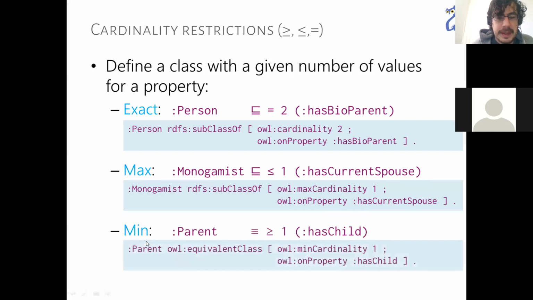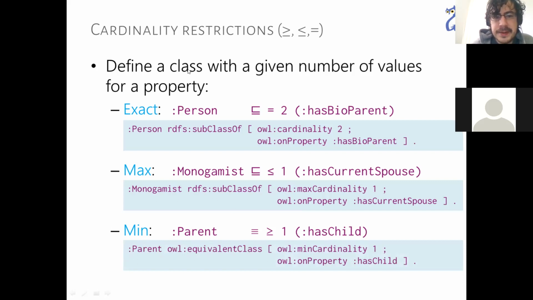And we also have min. So we can say that a parent is equivalent to something that has at least one child. Actually, this is slightly different semantics to earlier. I assumed earlier that parents were human. Here, I'm not assuming that, but okay. So a parent is equivalent to having at least one child, effectively the class of things that have at least one child. So parent equivalent class min cardinality 1 on property has child.